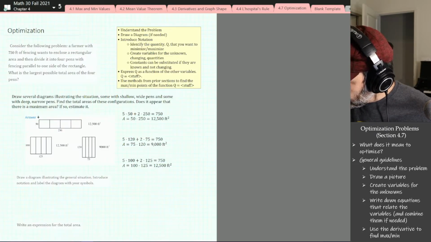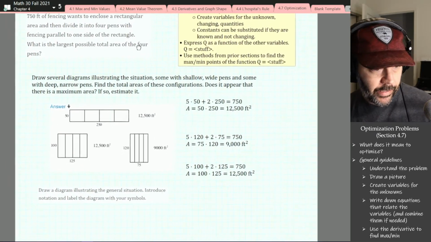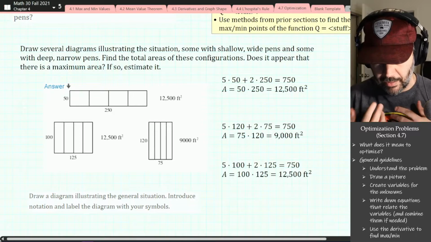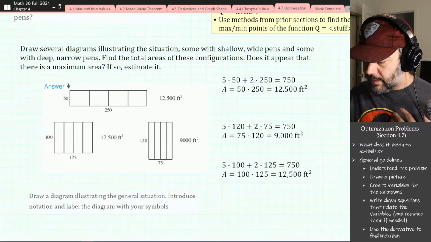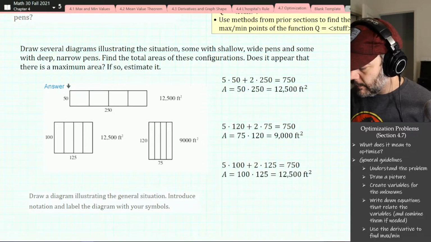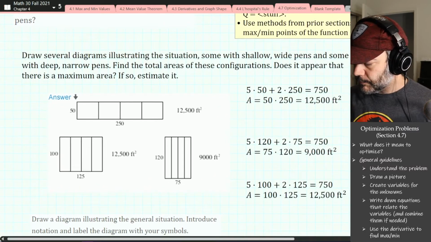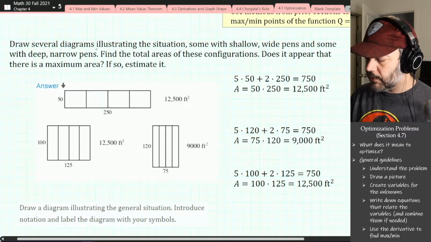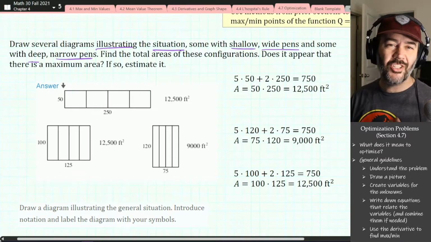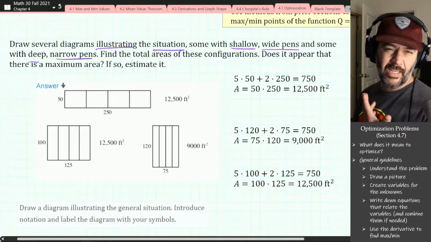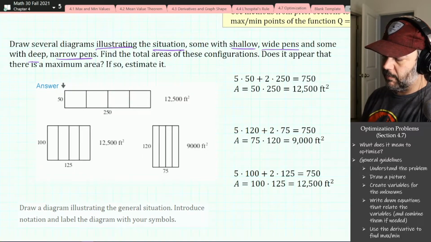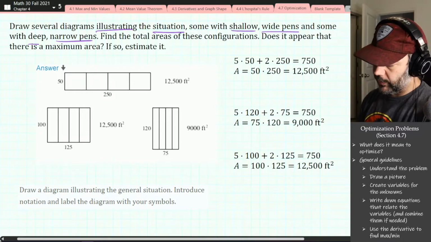Now, in the textbook and in WebAssign, they ask some questions that they don't actually have you input, so you don't need to put it in for credit, but it is something that you could consider doing. And so I'll help you with one of the questions. It says draw several diagrams illustrating the situation, some with shallow, wide pens, some with deep, narrow pens. They're trying to get you to play with the ideas and do a drawing and think about it. It's kind of what I already did. Find the total areas of these configurations. Does it appear that there is a maximum area? If so, estimate.